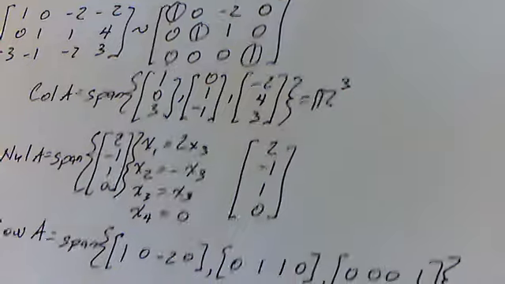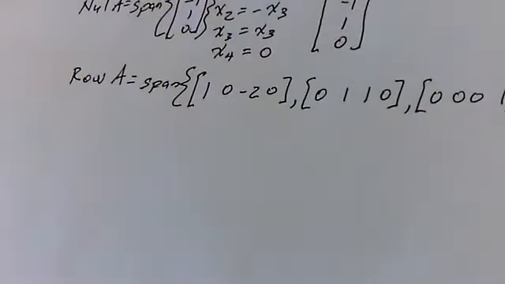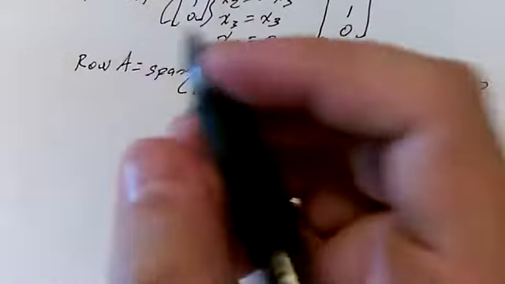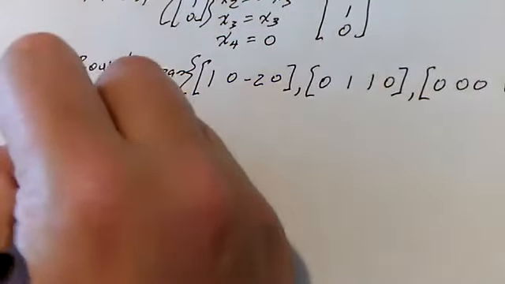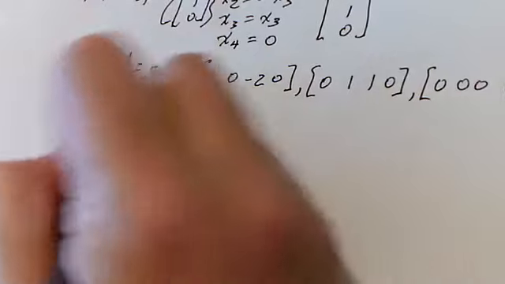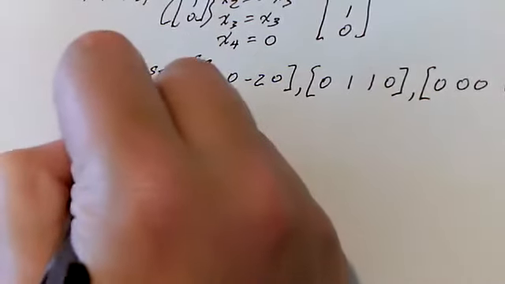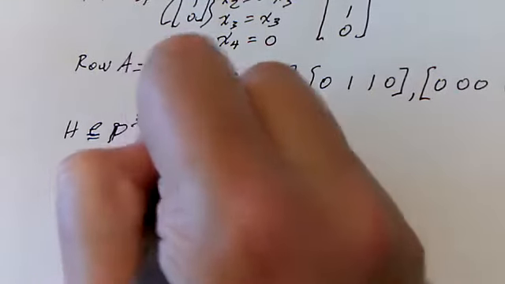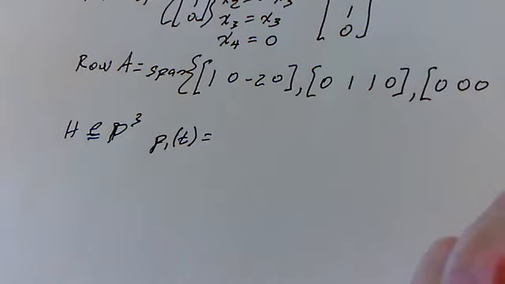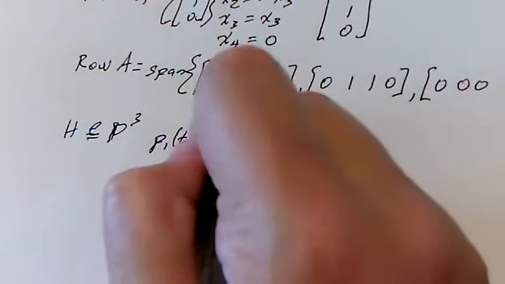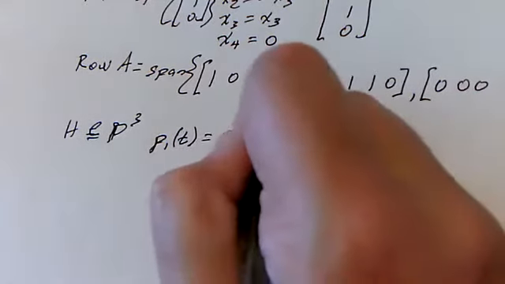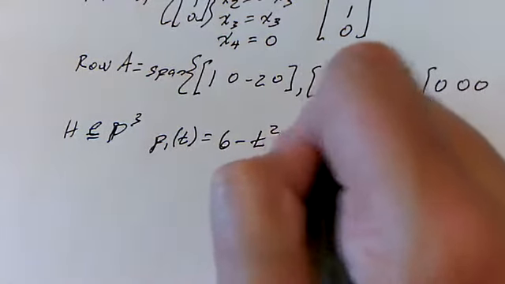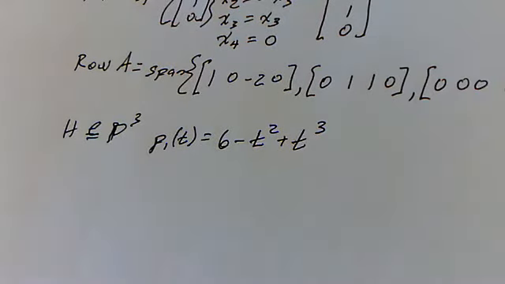Now we can also have systems that look a little different. So let's try, not system, another vector space. So my vector space H is contained within P3. But it only has the vector p1 of t equal to 6 minus t squared plus t cubed. That's my only vector. That's my only equation.